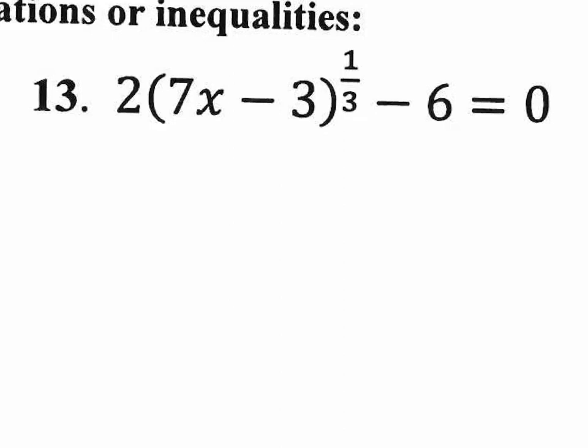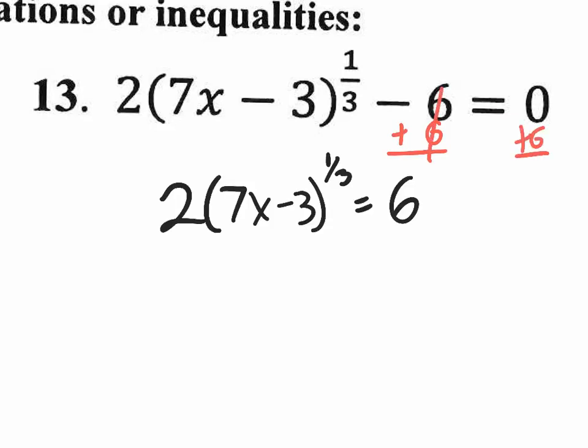So step 1 on solving any radical equation or any rational exponent equation is to isolate the third root, or isolate whatever has the power of 1/3. So we need to get rid of the 2 and the minus 6. What do I get rid of first? The 6. Add 6 to both sides. You're going to end up with 2 parentheses, 7x minus 3 to the 1/3 equals 6.